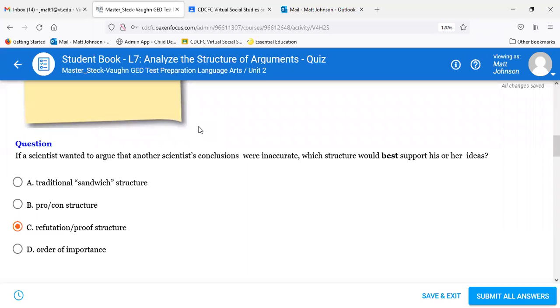Okay. Question 1. If a scientist wanted to argue that another scientist's conclusion were inaccurate, which structure will best support his or her ideas? A, traditional sandwich structure. B, pro-con structure. C, refutation, proof structure. And D, order of importance.